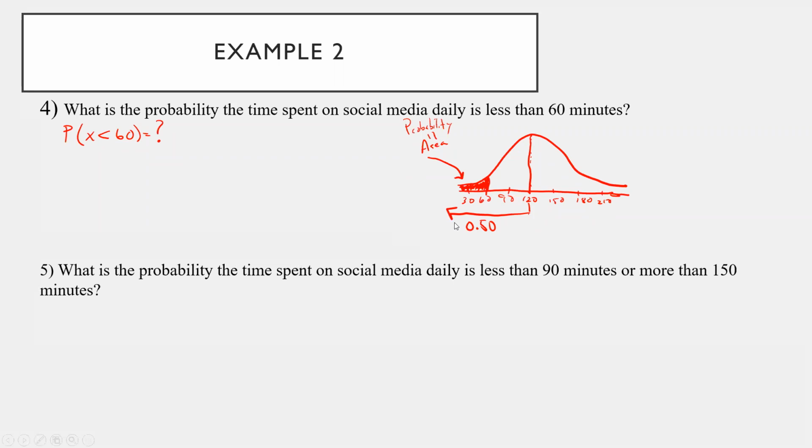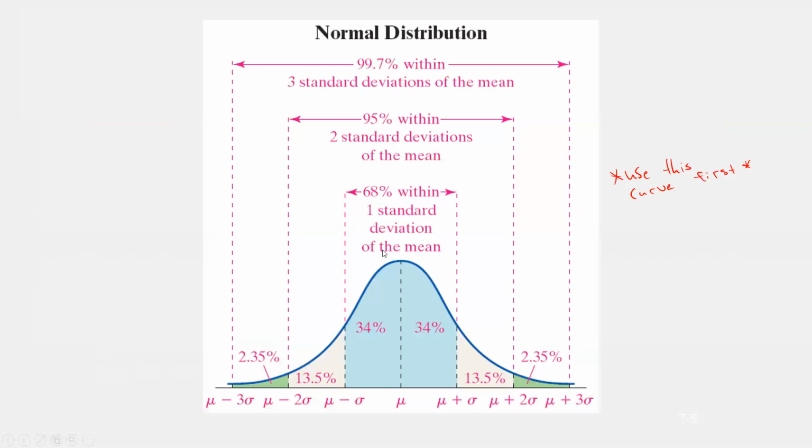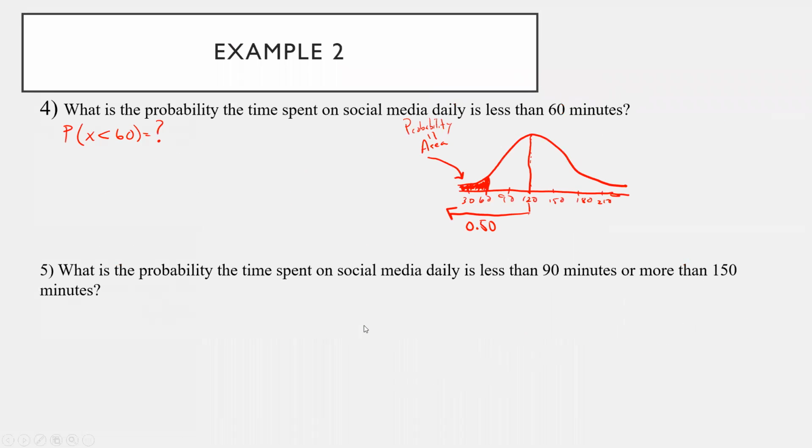Okay, so look, here's what I'm going to do. I'm going to go back to my chart that I had. To go from here to here is 1 standard deviation. How much area is that? How much area from the mean to here, this turquoise shaded area where my mouse is? 0.34. So this part right here from 90 to 120 is 0.34. Now to go from 90 to 60, that's from 1 standard deviation to 2.